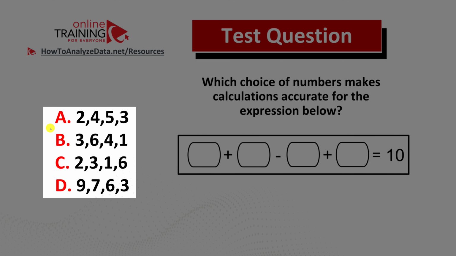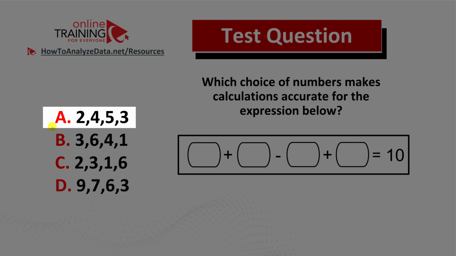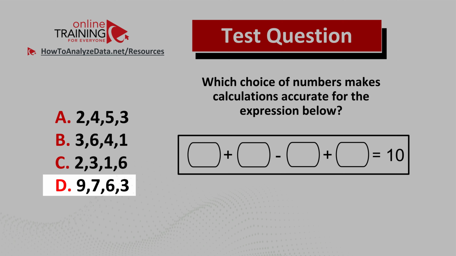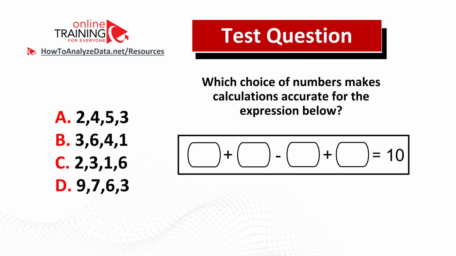There are 4 possible options here. Choice A, 2, 4, 5, 3. Choice B, 3, 6, 4, 1. Choice C, 2, 3, 1, 6. And then choice D, 9, 7, 6, 3. Do you think you know the answer? Now might be a good time to pause this video to see if you can come up with the solution on your own.